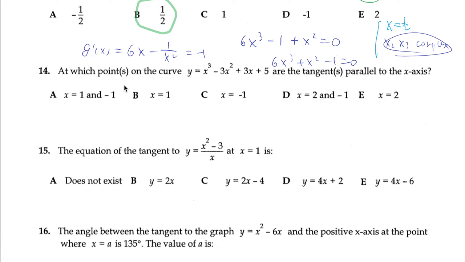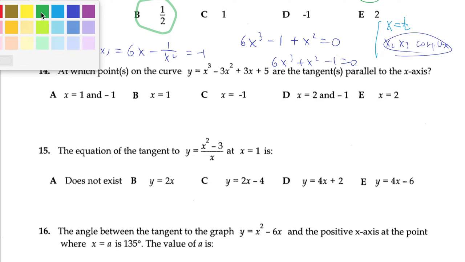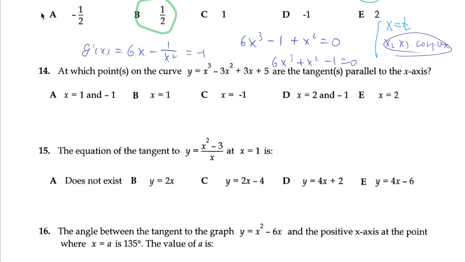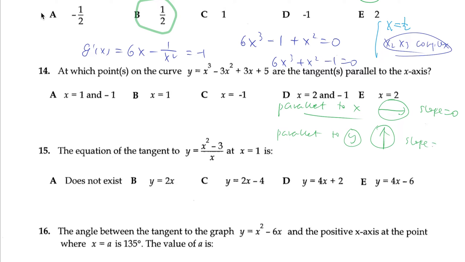Okay, so at which point on the curve is the tangent parallel to the x-axis? You need to think about what's parallel to the x-axis and what's parallel to the y-axis. If this is your x-axis, parallel to the x-axis means the slope equals 0. Sometimes they ask you parallel to the y-axis, which goes vertically, so the slope equals positive or negative infinity. In this case, they ask parallel to the x-axis, so we'll just say this equals 0.